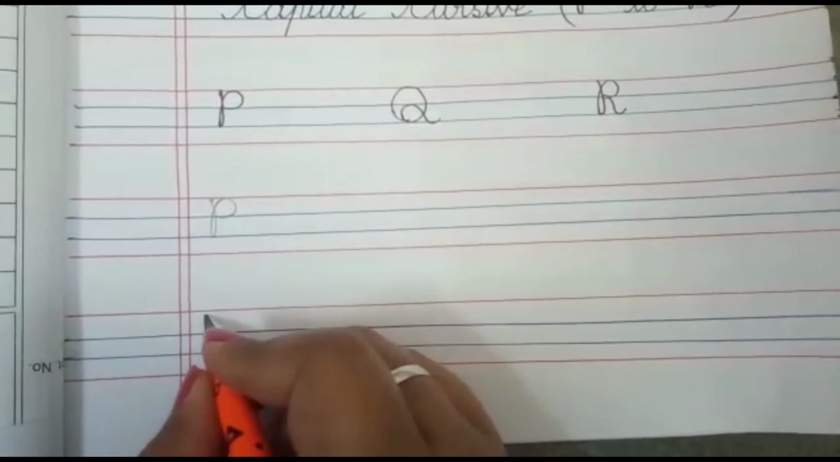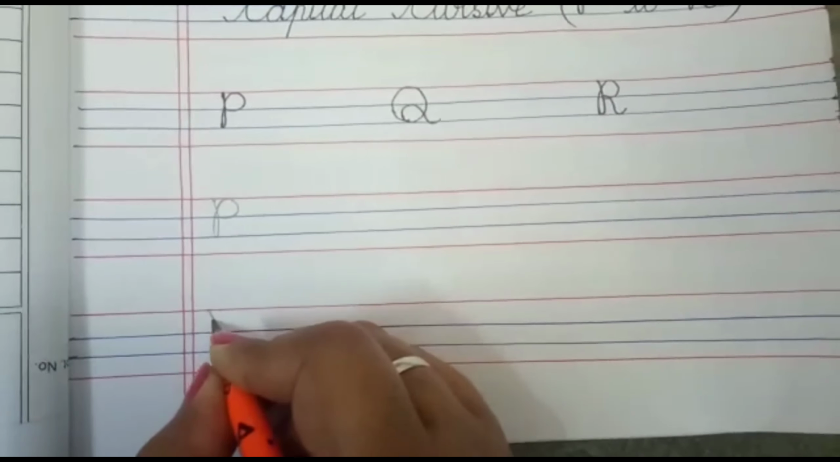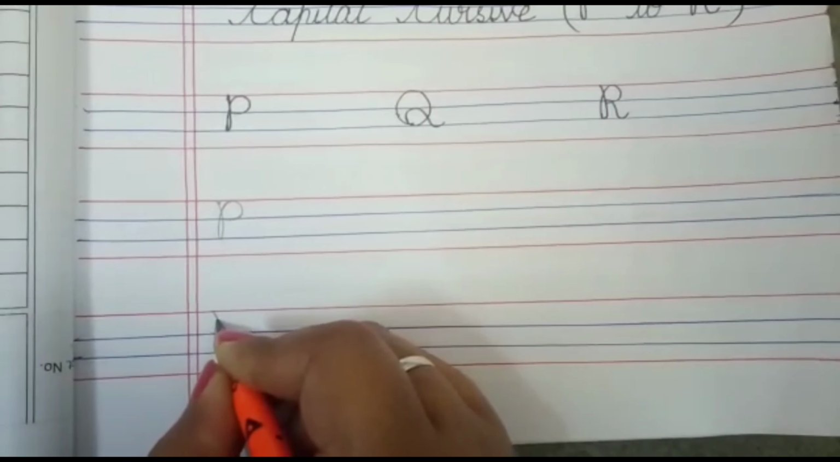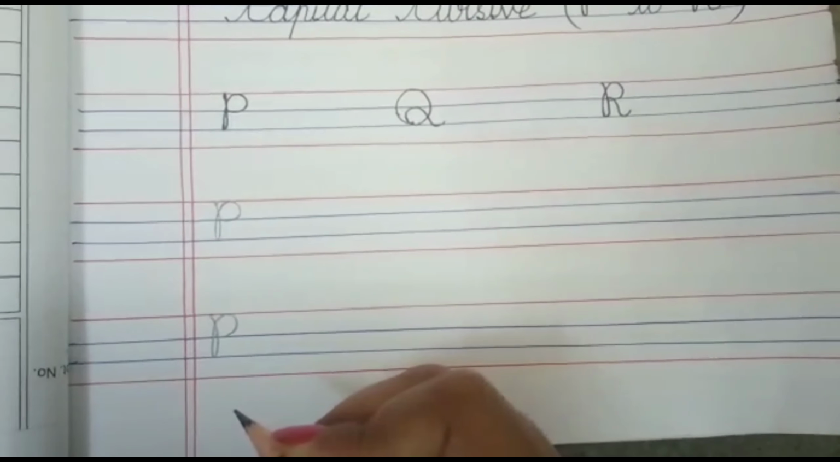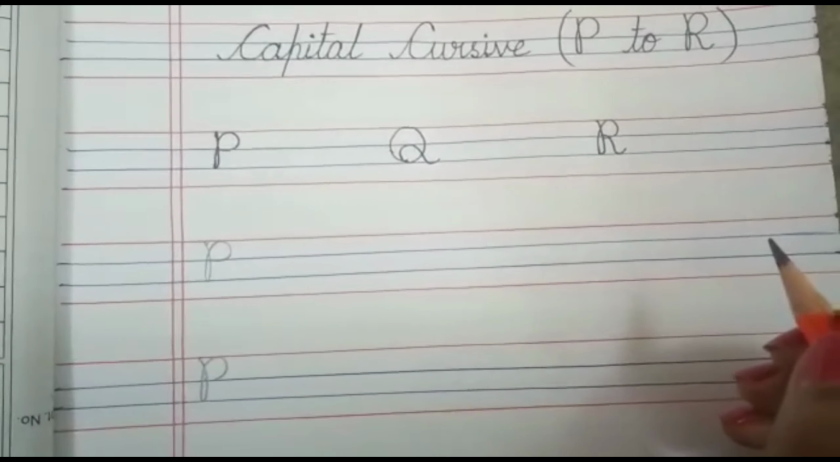Again, all of you please follow. This is our starting point. From here, I will come down to the second blue line. Again, I will go up to the first red line. Then I will join this. See, it became P.